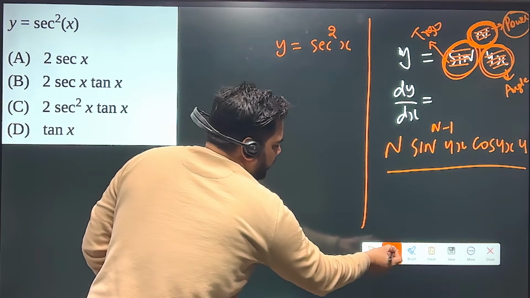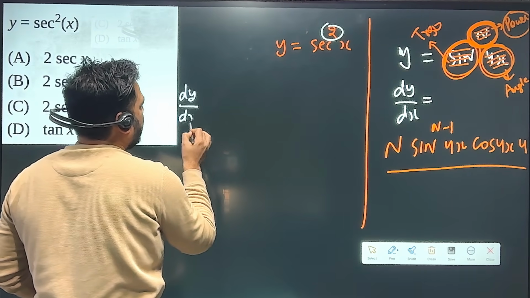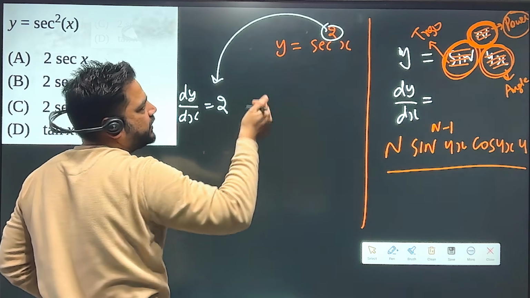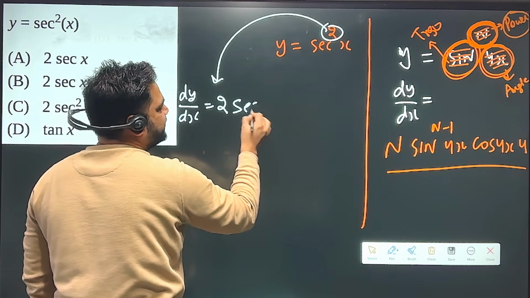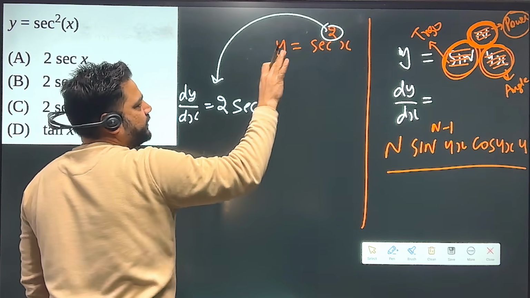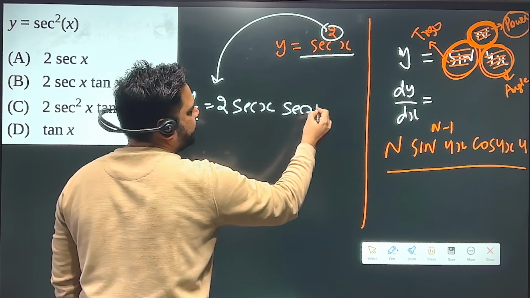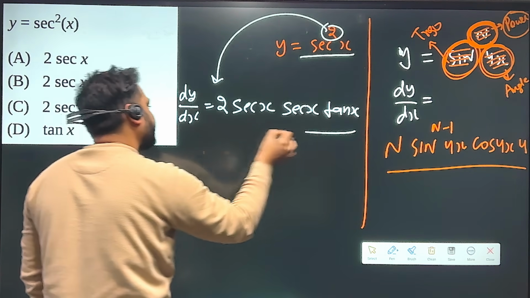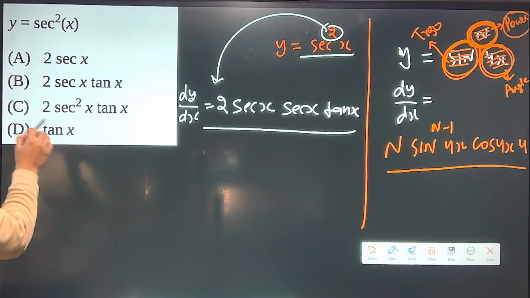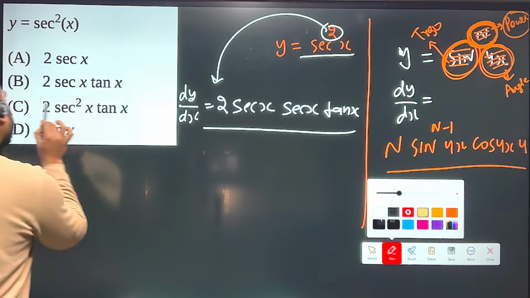Now first go for power. What is power? Power is 2. Okay, power is 2. This 2 will come here, and one power we need to subtract. If we subtract one power, it will be only secant x. Alright, power is ahead, one power less. So the power role is over. Now go for secant x. What is the differentiation of secant x? Secant x differentiation is secant x tan x. So this is our answer. Very easy question, and this secant will multiply, and it will be 2 power. So the answer will be this C option. C option will be our answer.